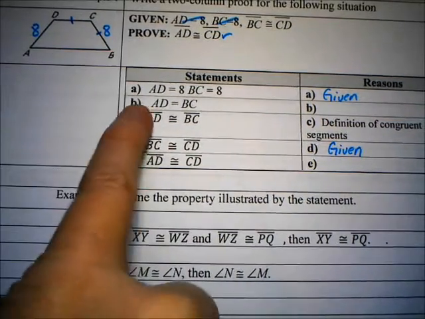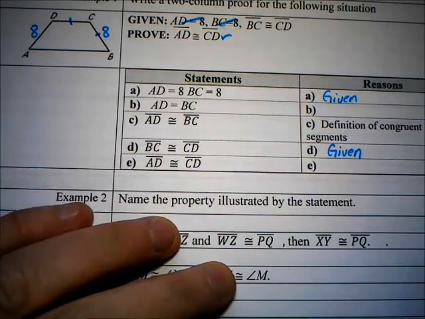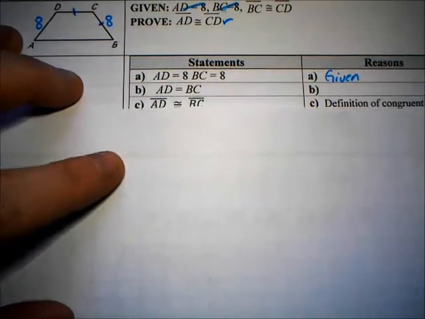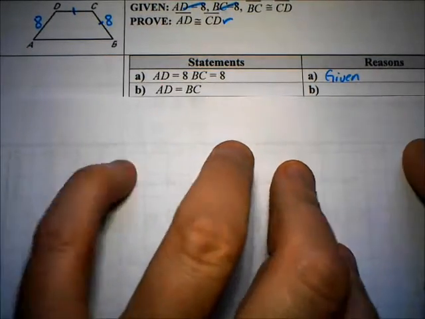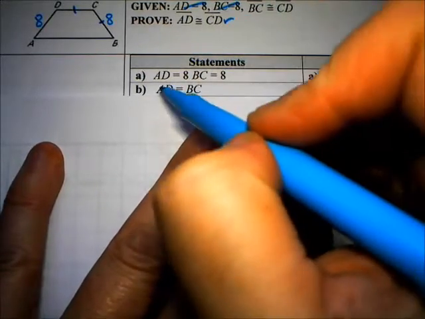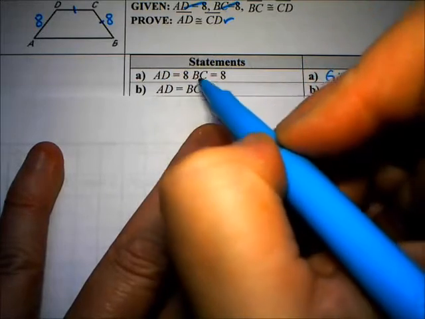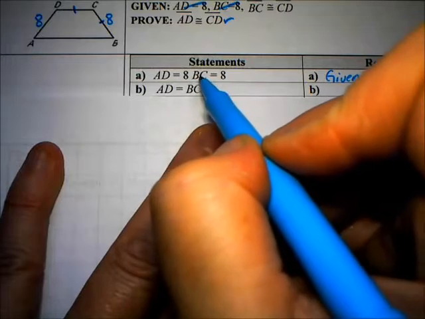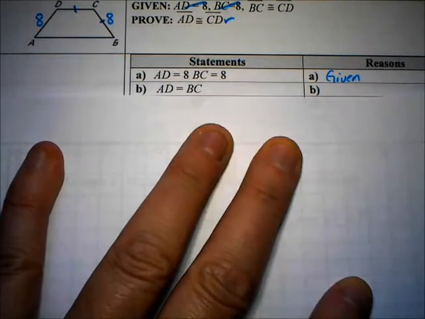Alright, here we go. Looking at B, I have to look at A and B because everything below does not exist. That's the way proofs work. You have to look above to figure out what your reasoning is. Nothing below it actually exists yet. I'm only looking above. AD equals BC. Well, if I look at A, it says AD equals 8 and BC equals 8. These are segments equaling numbers. What allows us to say that a segment is equal to a number?